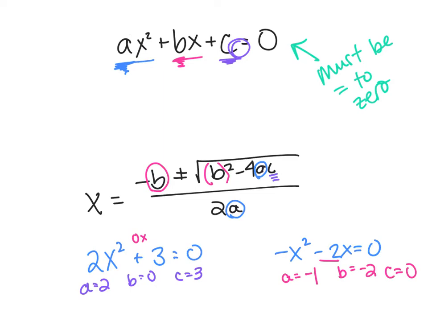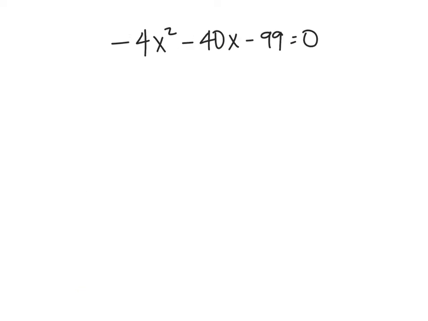So now the book walks through, I'm going to walk through it here with you as well. So we have negative 4x squared minus 40x minus 99. This is on page 85 in your book. If you want to open up, write any notes down as I work through it. So first thing with quadratic formula, you have to identify what your a, b, and c are. So in this case, our a is negative 4. B is the number with x, that's negative 40.